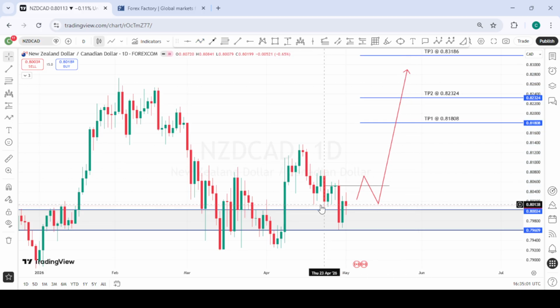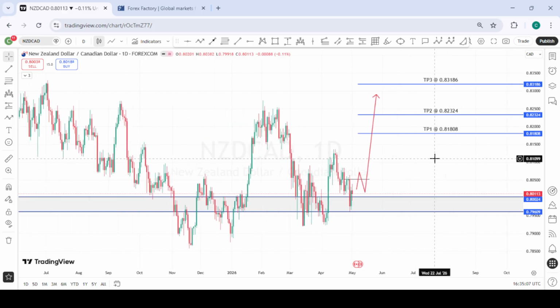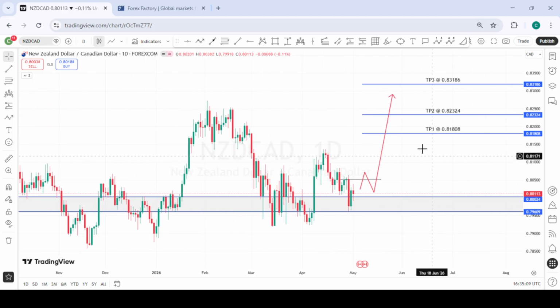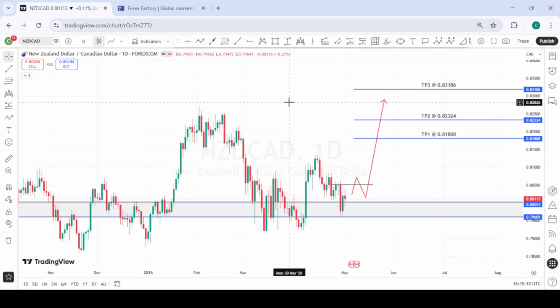If it does that, it's going to give us an inverse head and shoulder formation, and we take our buys to the upside. So we are very bullish on NZDCAD now, and this is also a potential harmonic pattern formation. If this plays out, we're going to look out for that. These are various targets we have for NZDCAD for the coming week.